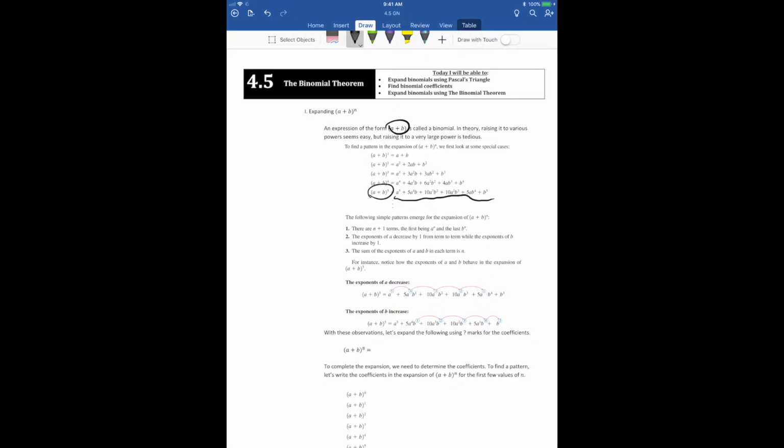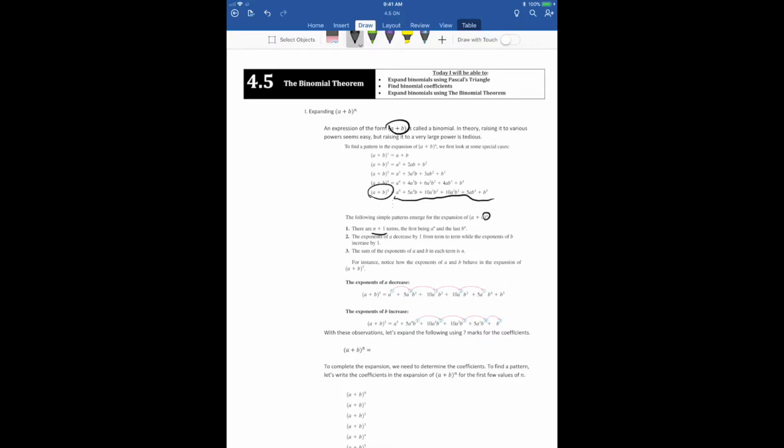Luckily, if we look at this, we see that some patterns start to emerge. There are n plus 1 terms, so if we're raising to the nth power, there's one more term than the power, the first being a to the nth and the last being b to the nth power. We notice that the exponents of a decrease by 1 from term to term, while the exponents of b are increasing by 1. And then we notice that the sum of the exponents of a and b in each term is n.